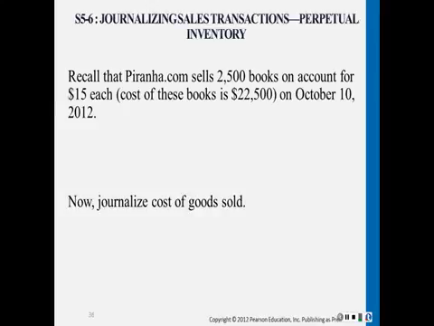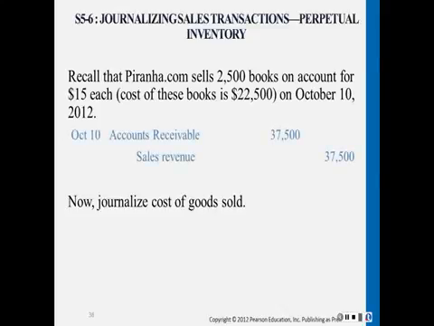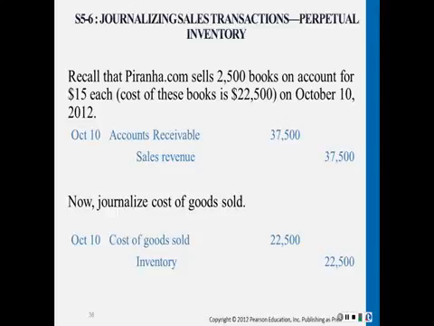Recall that Piranha.com sells 2,500 books on account for $15 each. The cost is $22,500. Accounts receivable is debited for $37,500, and sales revenue is credited for $37,500. That's taking the 2,500 books times $15 each. To journalize the cost, cost of goods sold is debited for $22,500 and inventory is credited for $22,500. That's for the cost of the books.